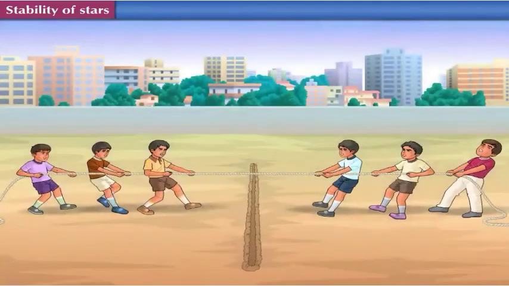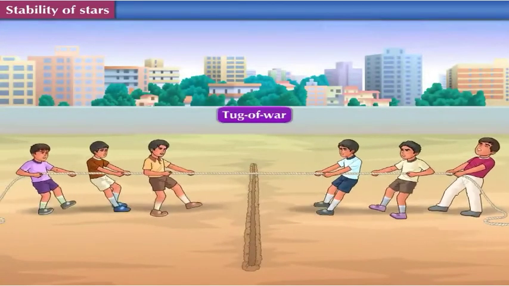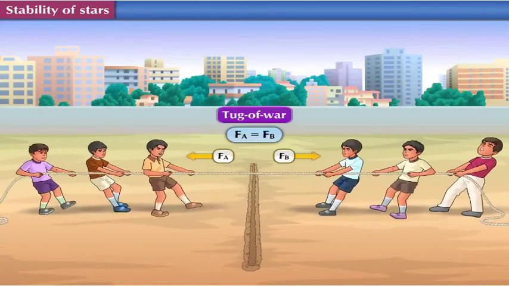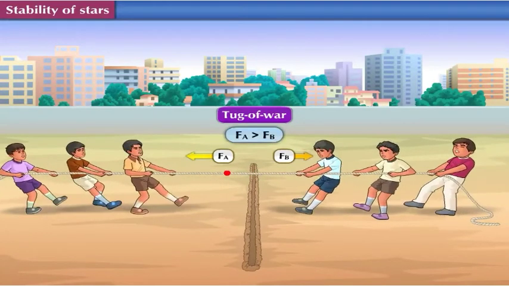In the game of tug of war, two ends of a rope are pulled on either side by each group. If the forces applied by both the sides are equal, they balance each other and the center of the rope remains static. When the force on any of the sides becomes greater than that of the other side, the center of the rope moves towards that side.